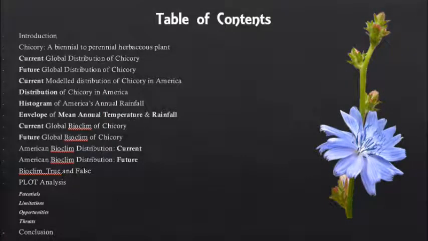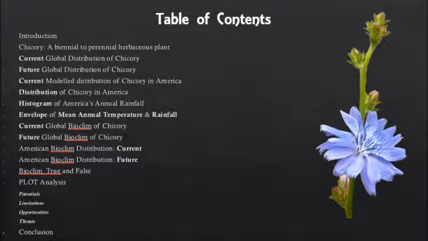Presented here is the way in which my presentation is structured. I'll be starting off with an introduction on the chicory plant, elaborate and produce facts about the plant. My second slide focuses on how the plant grows and how it adapts to the climate as a whole. My third slide shows the current distribution of chicory around the world, whereas my fourth slide shows the future distribution of chicory throughout the world.